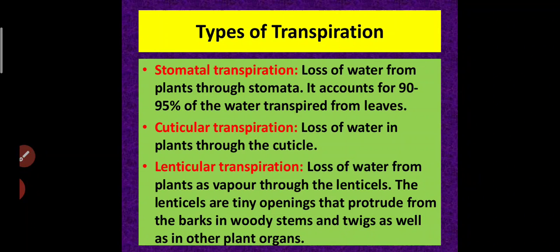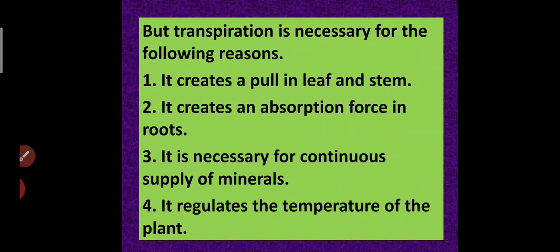So the lenticels are tiny openings that protrude from the barks in woody stems and twigs as well as the other plant organs. So woody stems and all, you have trees, very big trees. So in that the lenticels will be present. So that we call lenticular transpiration, through which the water vapor will be coming out.